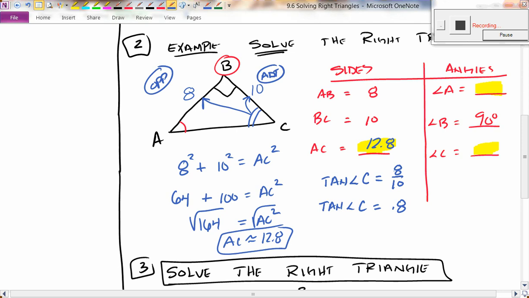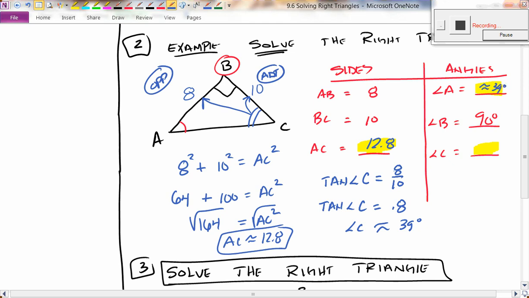But that doesn't help us, right? Because we want angle C itself. We're not looking for the ratio. We're looking for angle C. So what we have to do is kind of work backwards. If we know that the ratio is 0.8, what angle must that be in order to get a ratio of 0.8? And there's two ways that you can do it. You can either use your calculator, or you can use that piece of paper that I gave you. So since everybody has that piece of paper, angle C has to be about 39 degrees. So we can go over here and say about 39 degrees.